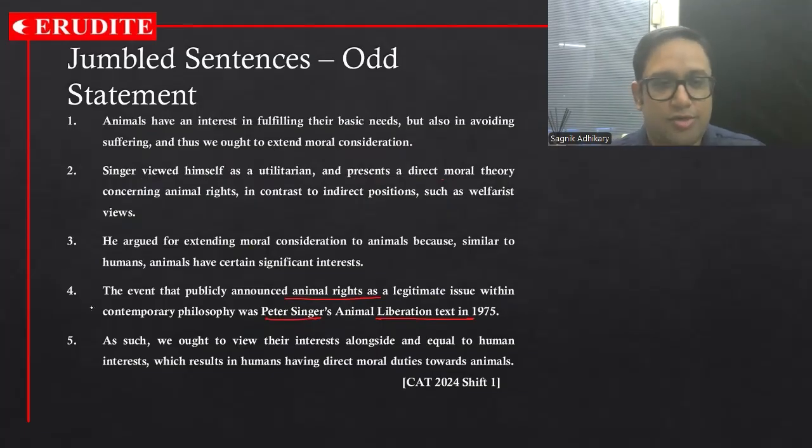It doesn't do that, which means that 4 is the opening statement in this sequence.